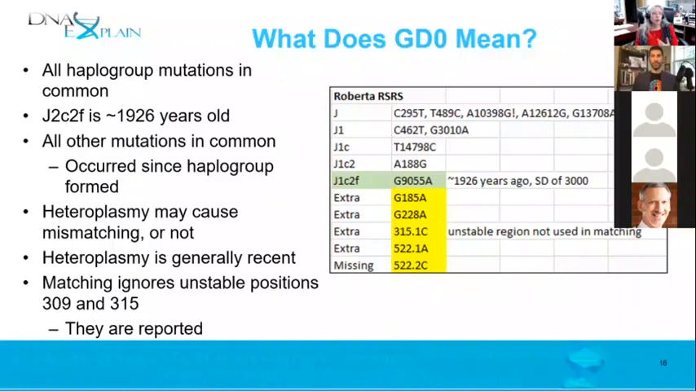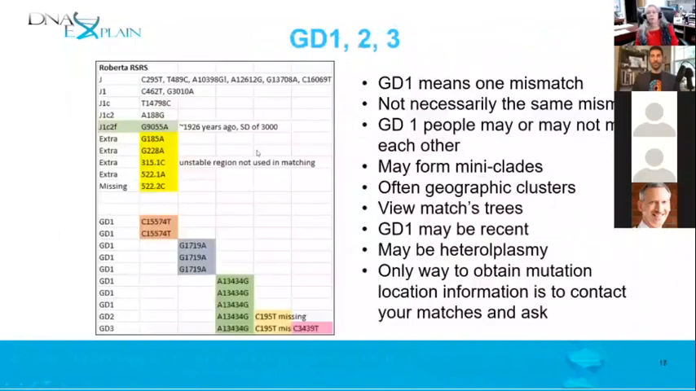So that is information you may need as you move from your GD of 0 to your GD of 1 or 2 or 3 matches. So what does a genetic distance of 1 or 2 or 3 mean to you as a genealogist? A genetic distance of 1 means one mismatch, but it's not necessarily the same.